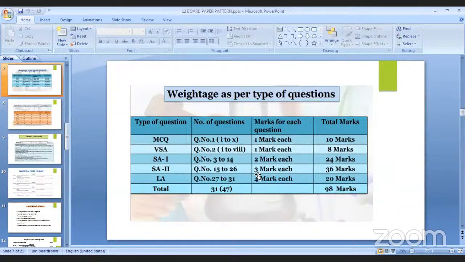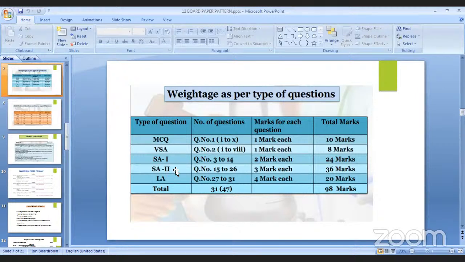Short answer types are 2 marks each question. You have to attempt 24, so you will get 24 marks over there. So the total number of questions you have to attempt is 12. Students, a very positive thing is that you're getting options, so it is not anything compulsory. The paper is with options. Only these 18 marks are compulsory, where options are not there. The rest of the remaining marks are with options.